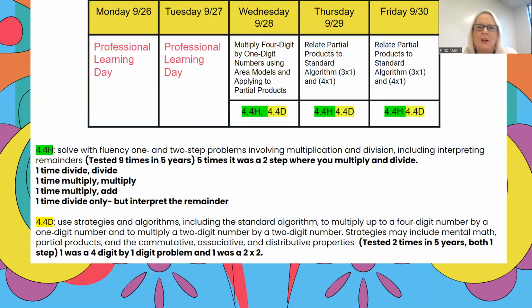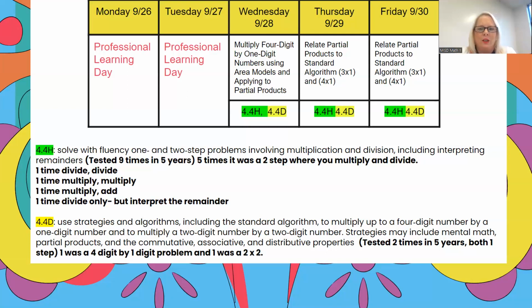And then for 4D, our supporting standard is only tested either 1 time a year or 0 times a year. So it's only been tested 2 times in 5 years. One thing I did notice about it, if I remember right, it's been on odd number years, so just keep that in your brain. However, it's been tested 1 time where you had to multiply a 4-digit by 1 digit, and 1 time where it was 2-digit by 2 digits. So anything is fair game, right?